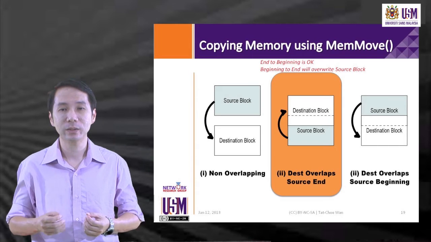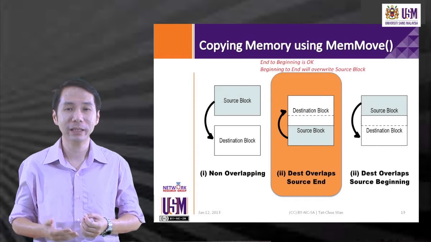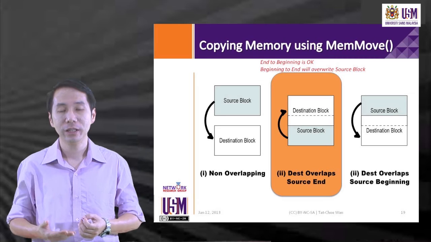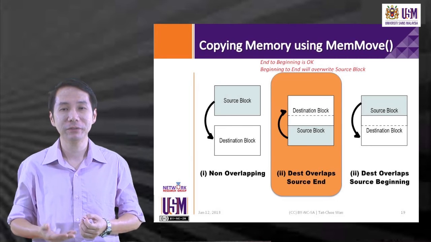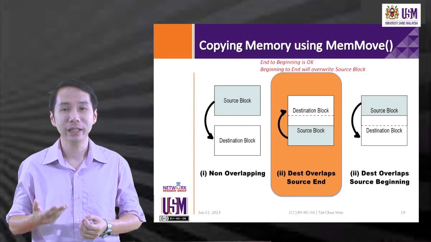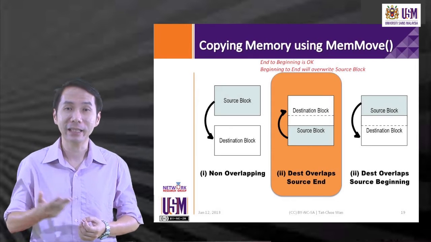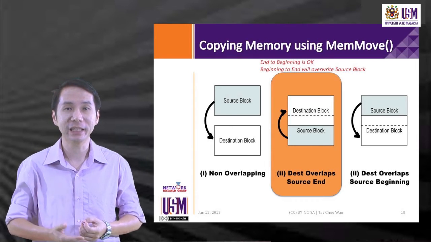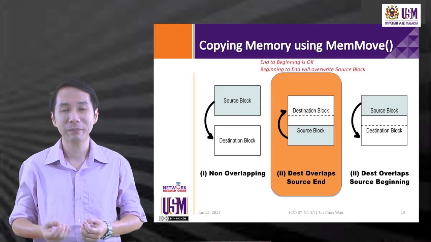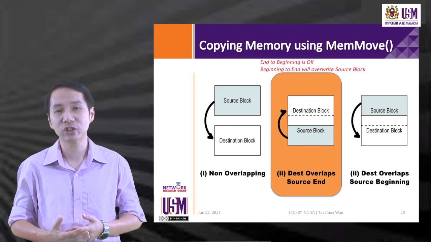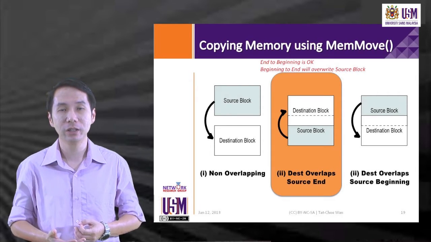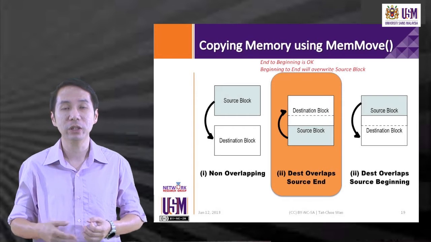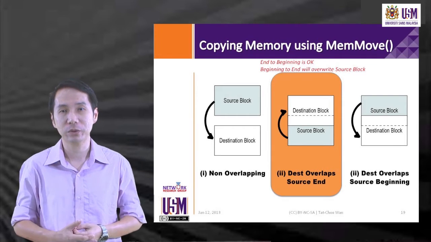The second case is when the destination block overlaps the end of the source block. In such a case, it is important that we start copying from the end of the source block to the end of the destination block and move towards the beginning. Otherwise, if we start copying from the beginning of the source block to the beginning of the destination block, the end of the source block will be overwritten and corrupted by this process.